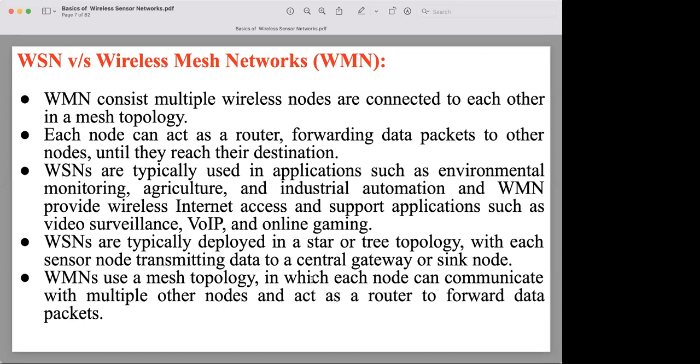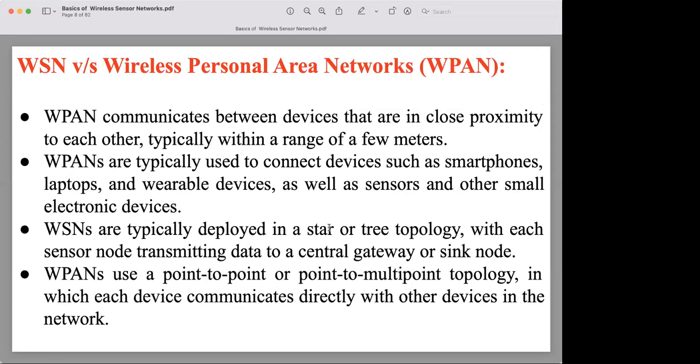topology. And wireless sensor network usually supports the star and tree topology, where each node transfers data to the central gateway. Here we are not focused on the mesh topology. Otherwise there would be huge numbers of links, and wireless sensor network does not support such a large number of links as compared to wireless mesh network. Here, in the mesh network topology, multiple other nodes act as routers to forward the data. So these are some comparisons between these networks.